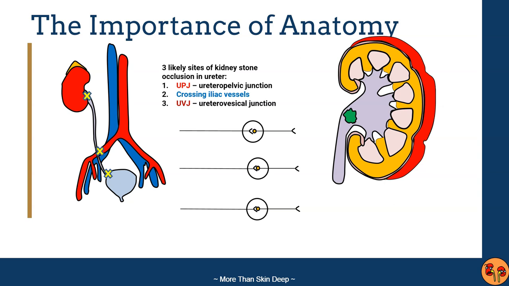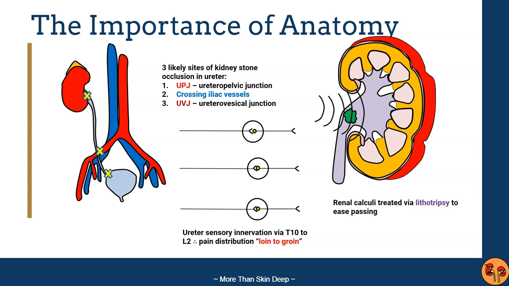Also recall that kidney stones tend to have a loin to groin distribution of pain. This is because the ureter's sensory innervation is provided by the spinal nerves from T10 to L2. Lastly, recall that the treatment of kidney stones often involves the use of lithotripsy. This is a method where shock waves are used to break up the kidney stones into smaller fragments, which will ease passing.